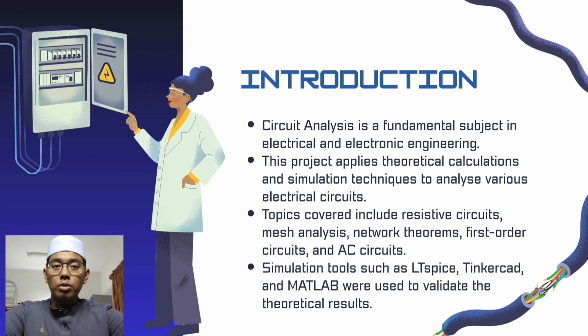Our presentation is about the compilation assignment, chapter 1 until chapter 7 for circuit analysis. The objective of this project is to apply theoretical calculation and compare them with simulation results. Through the project, we analyze different types of electrical circuits and verify whether the manual calculation matches the simulation outputs. The topics covered include circuit variables and elements, resistive circuits, circuit analysis, network theorems, first order circuits, and AC circuits.